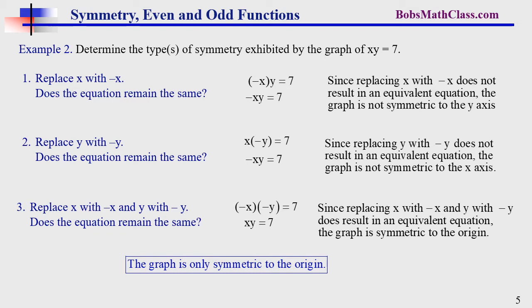Okay, so just be careful when you do these. Sometimes you could get symmetry to all 3 of them. Like a circle centered at the origin, for instance. That would have symmetry to the x-axis, y-axis, and origin. So usually it's just one. Sometimes it could be all three. All right, let's move on.